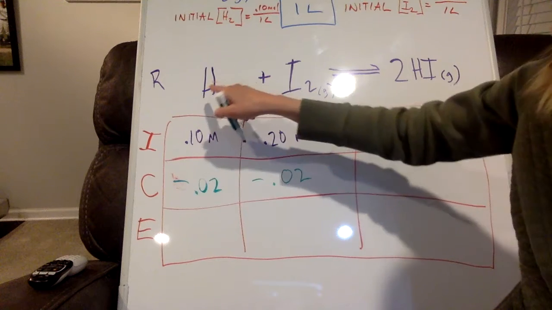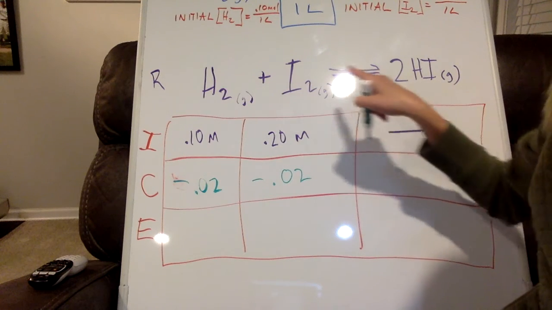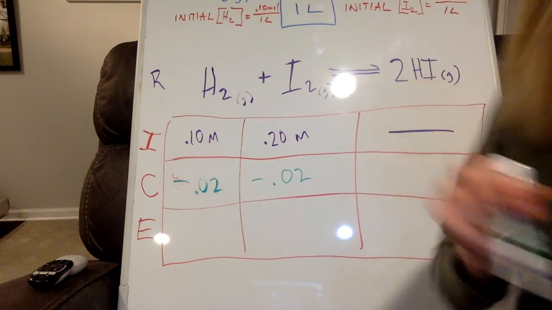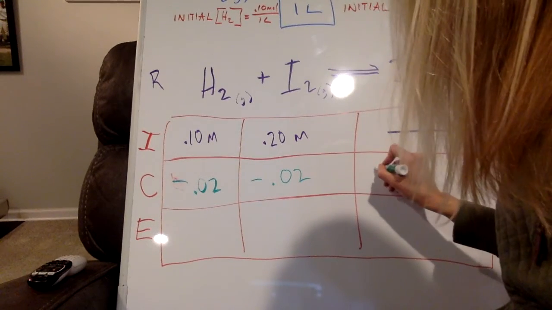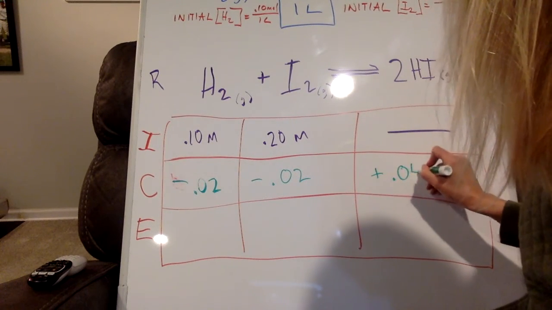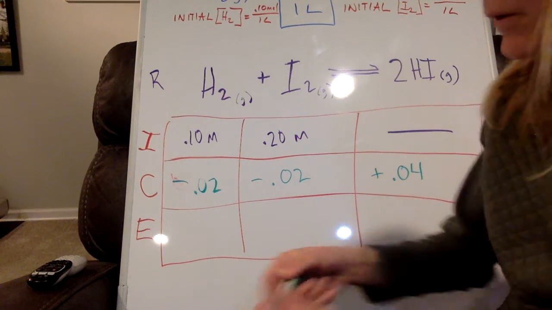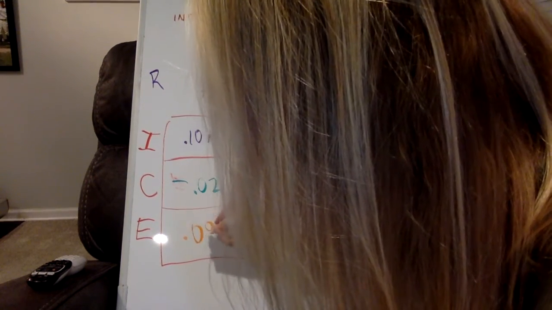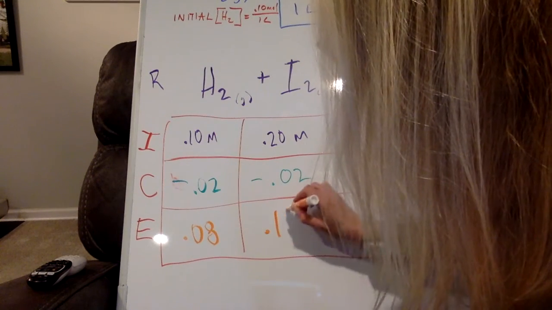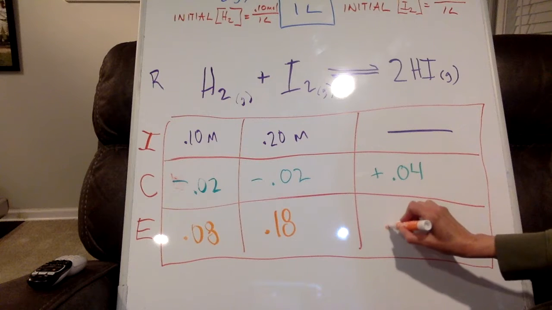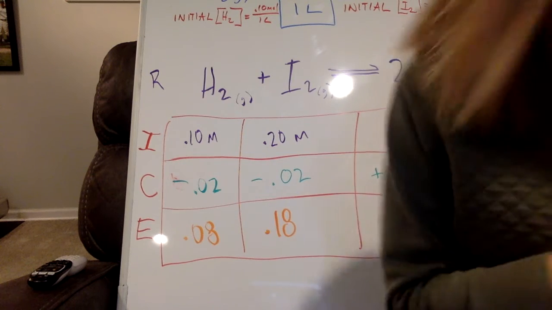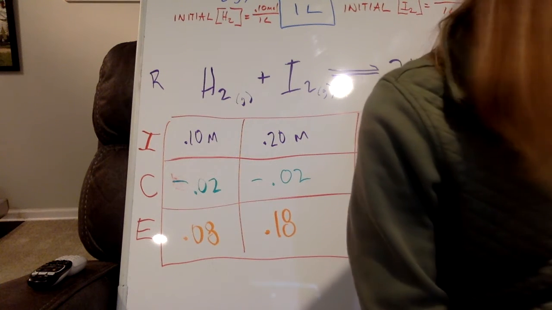Now, remember how the coefficient here is 1, the coefficient here is 1, but the coefficient here is 2. If this loses 1, this loses 1, this has to gain twice that. So right here, this is going to gain 0.04. So at equilibrium, 0.1 minus 0.02 gives me 0.08, 0.18, and 0.04.